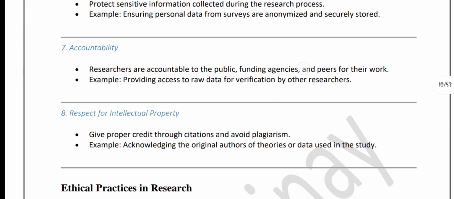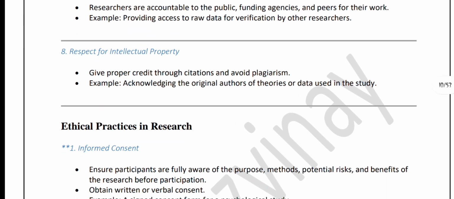Accountability. So researchers are accountable to the public, funding agencies and peers for their work. So for example, providing access to raw data for verification by another researcher. So you must be accountable because of funding agencies and peers and their work. So you must be correct. Verification is very important when you are working with any other companies.